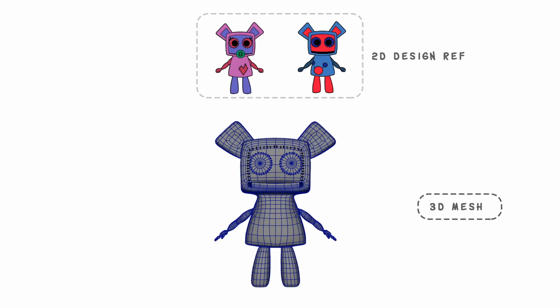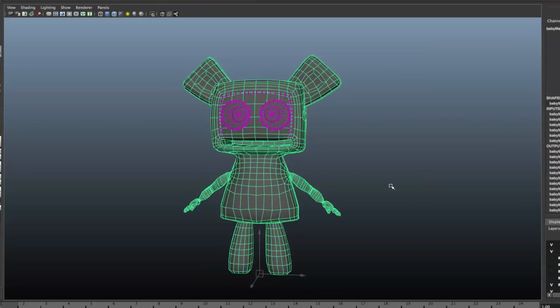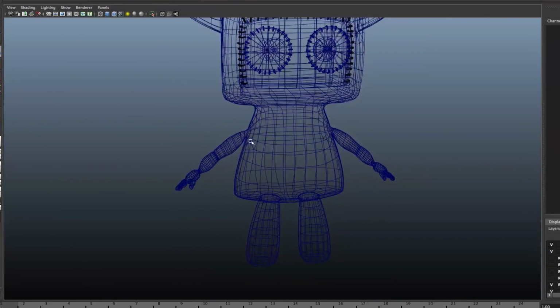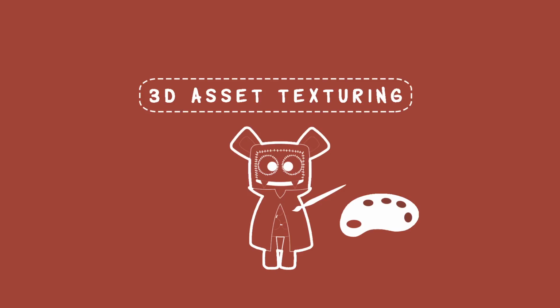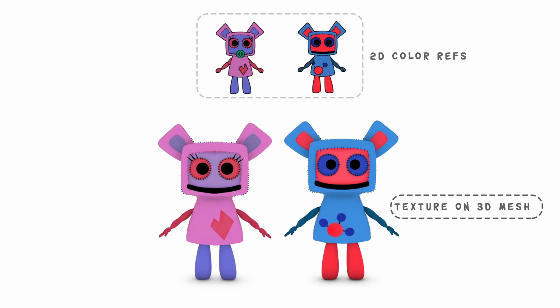Using 3D modeling software, the modelers start to literally sculpt the mesh, following the design based on the illustration of the concept artist. 3D asset texturing. In this phase, a texture artist creates the texture, the surface that will be applied on the character.